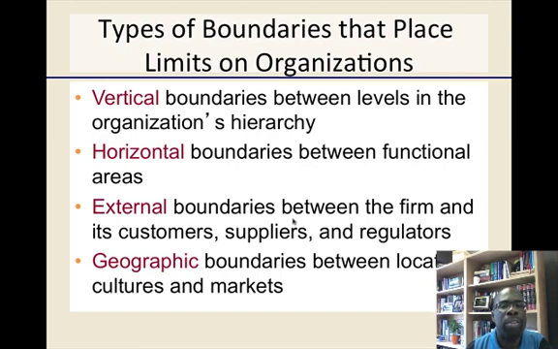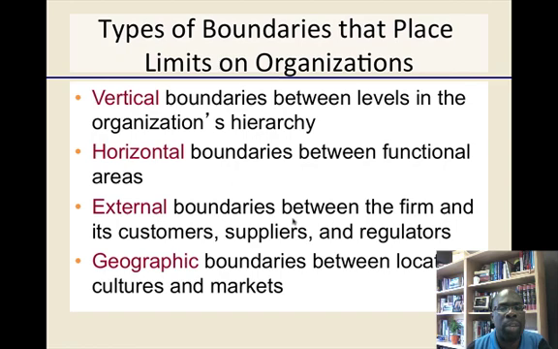There are different types of boundaries that place limits on organizations. The first one is vertical boundary, and these are boundaries between levels in the organization's hierarchy. So you talk about boundaries between top management team, middle management team, maybe supervisors, and lower level employees. There is also horizontal boundaries between functional areas.